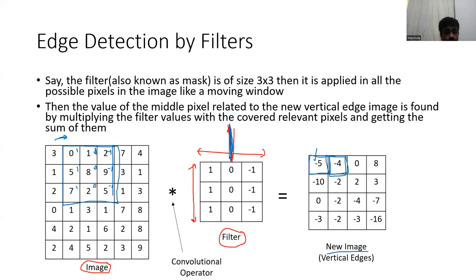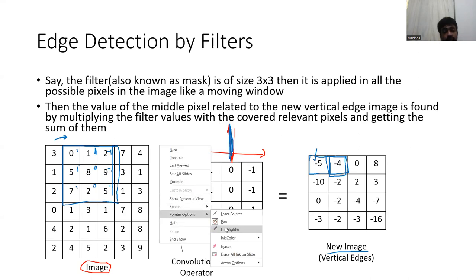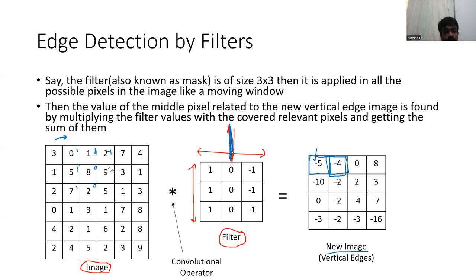0 times 1 + 1 times 1 times 2 times -1, 5 times 0 + 9 times -1 + 7 times 1 + 2 times 0 + 5 times -1. I will not do the calculation, so when you do this calculation, you will get the value -4, right? Because this is recorded, you can go home and actually do the calculations as well. You can listen to this one again if you are not clear, and then you can do the calculation.